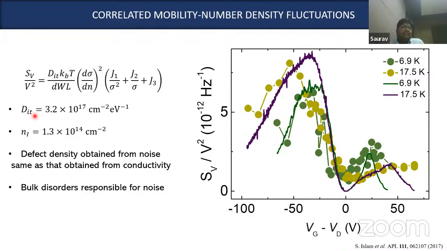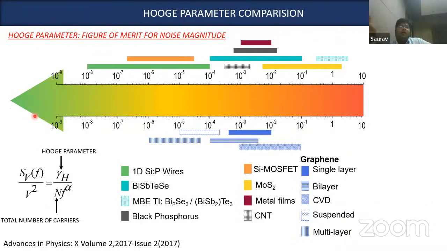That is, they're intrinsic factors rather than extrinsic factors which are responsible for the origin of unweighted noise in the samples. So I'll leave you with a graph where we look at the Hooge parameter, which is a figure of merit for the noise magnitude, basically area normalized noise, and we compiled this data for different 2D materials as well as standard metals and silicon MOSFET.